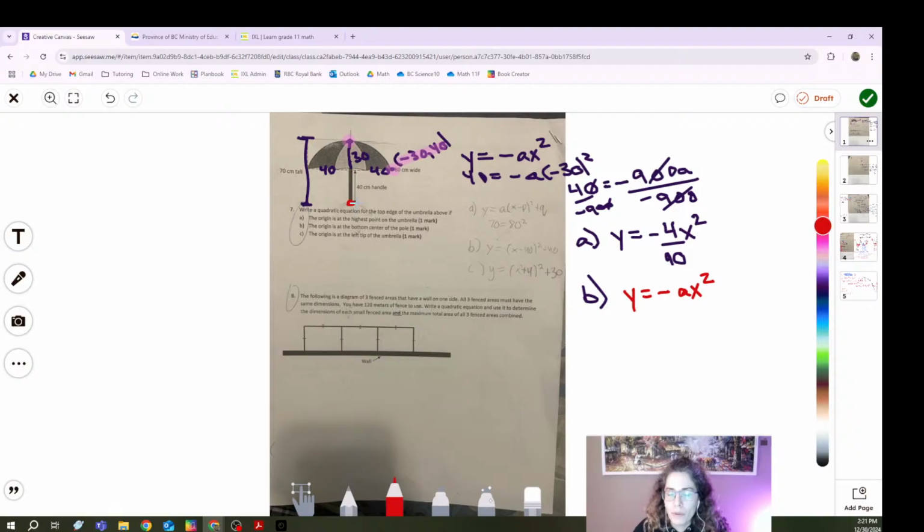I wonder if anybody's posted something like this. I'm going to Google it. Hold on, I'm going to write this question out. I've never seen one like this, and I've been doing this quite a long time. Write a quadratic equation for the top edge of the umbrella if the origin is at the highest point on the umbrella. I'll just start there and see if I can find an umbrella question.